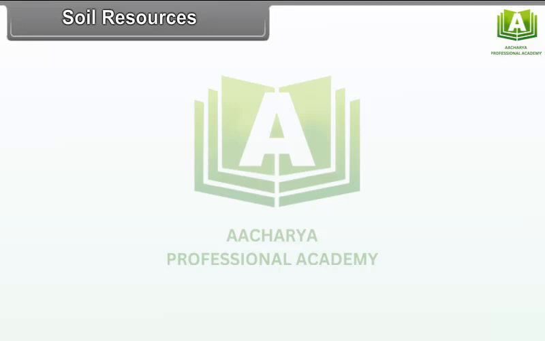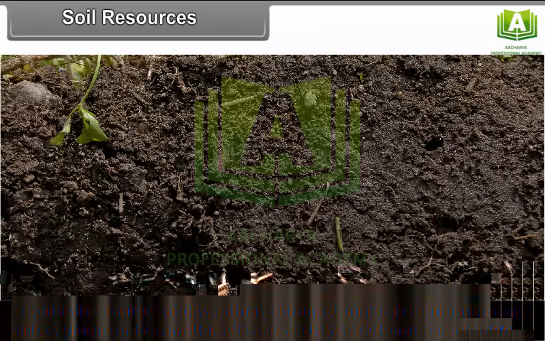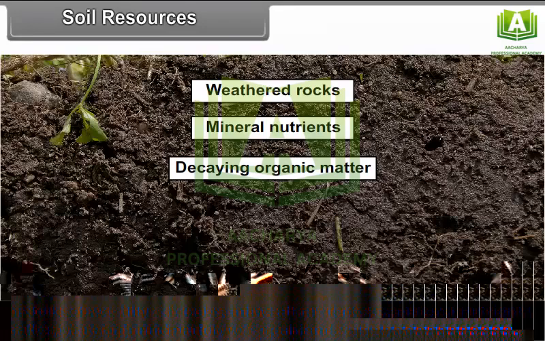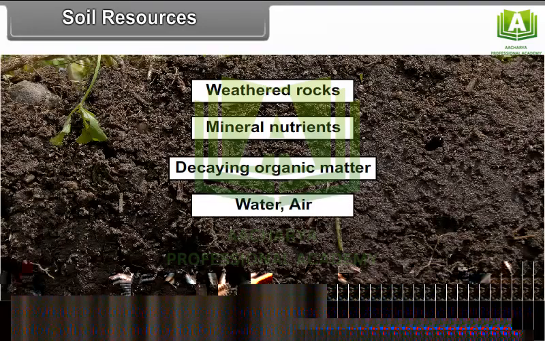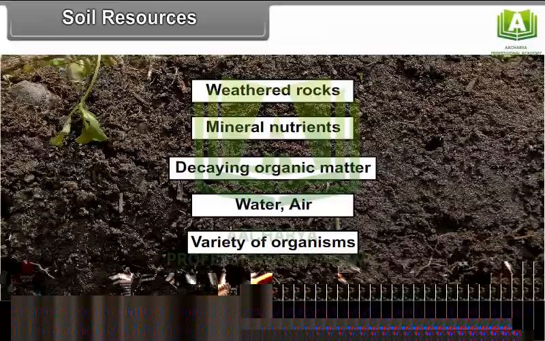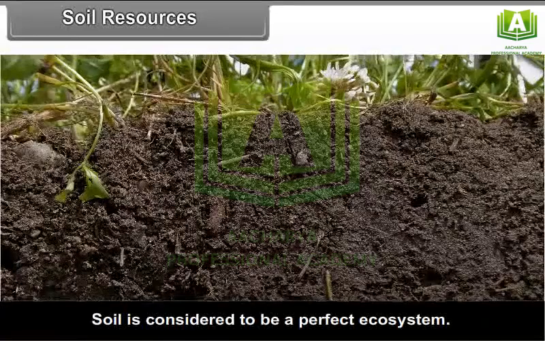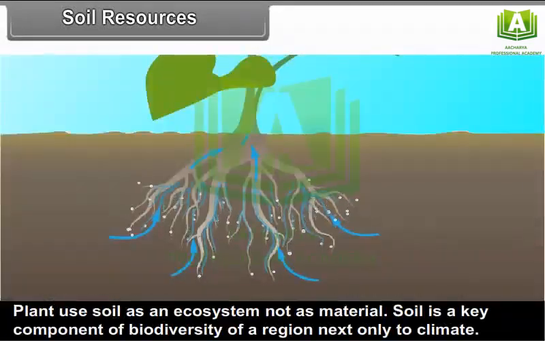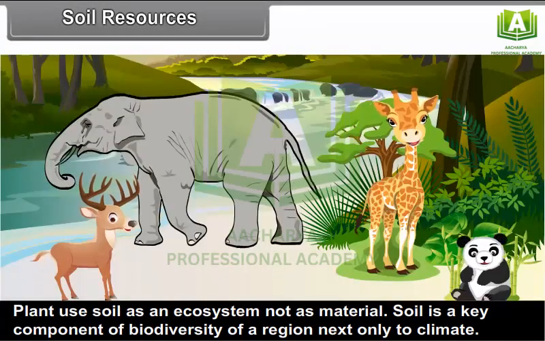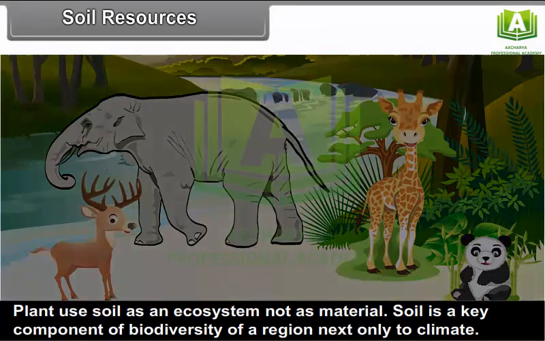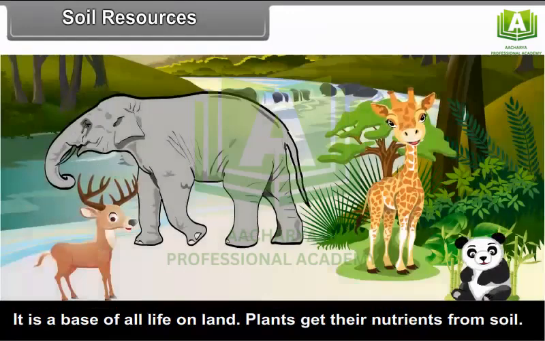Soil resources. Soil is basically a mixture of weathered rocks, mineral nutrients, decaying organic matter, water, air, and a variety of organisms. Soil is considered to be a perfect ecosystem. Plants use soil as an ecosystem, not as material. Soil is a key component of biodiversity of a region next only to climate. It is the base of all life on land.